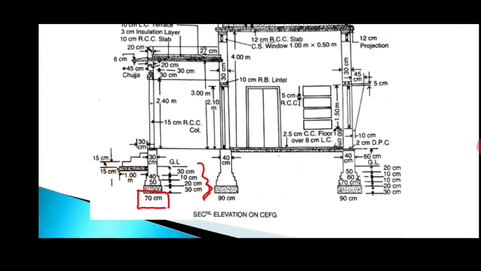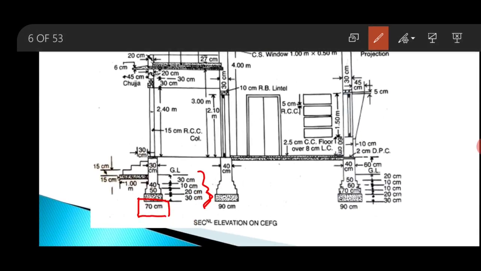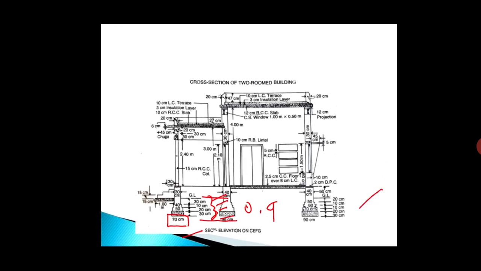Then depth. The depth of the excavation is from ground level up to the bottom of the foundation. Here this is the ground level and this is the bottom of the foundation. So we have to add 30 plus 10 plus 20 plus 30. This will give you 0.9 meter. So the depth in both cases, the 30 centimeter wall and the 20 centimeter wall, is the same.